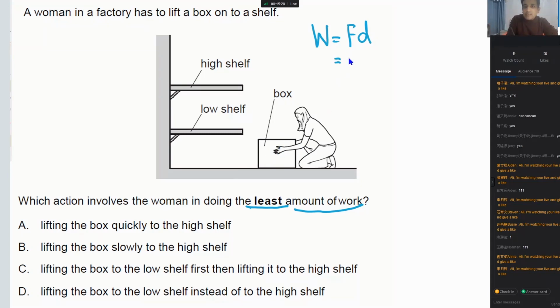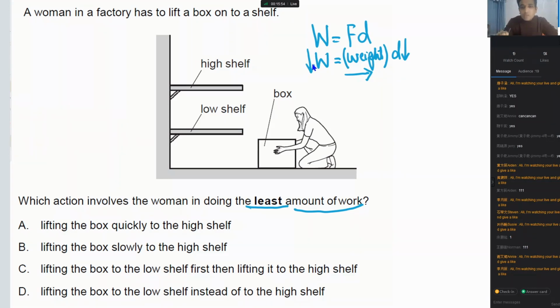So I can simply say the weight here I can write down. Weight is the force you need to consider because the box is moving vertically up. The weight of the box is constant. It is not changing, so this quantity is fixed. We need to calculate the least amount. If we make this one smaller, it means this will be the least amount of work done.